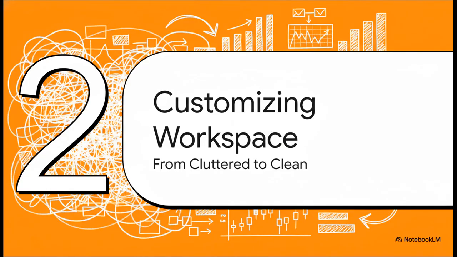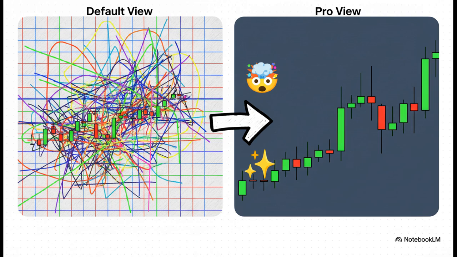All right, now for what is honestly the most satisfying part, cleaning up that default mess. We're going from that standard cluttered view to a focused professional workspace. Let me show you exactly how to do it. I mean, just look at the difference here. On the left, you've got that default view. It's noisy, you've got grid lines everywhere, distracting volume bars. And on the right, a clean pro view where the price action is the star of the show. That's what we're aiming for.